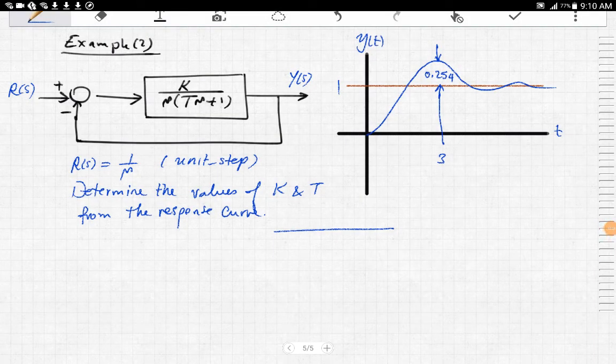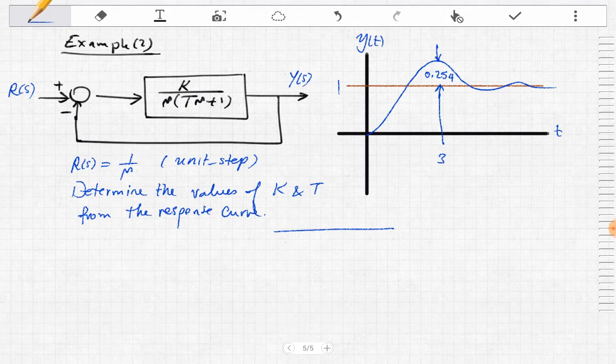Okay. In this example, you have a system as shown to the left. The output is y, the input is r. The transfer function in the forward path is equal to K over s times (T s plus 1). When the input is 1 over s, meaning a unit step, the output looks like that. The question is, what are the values of K and T so you can get this response?